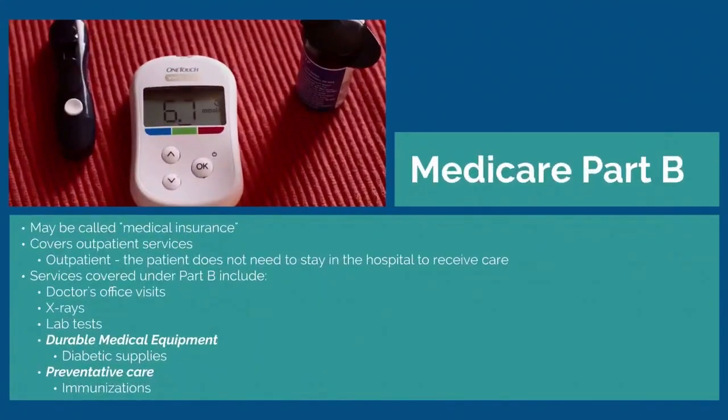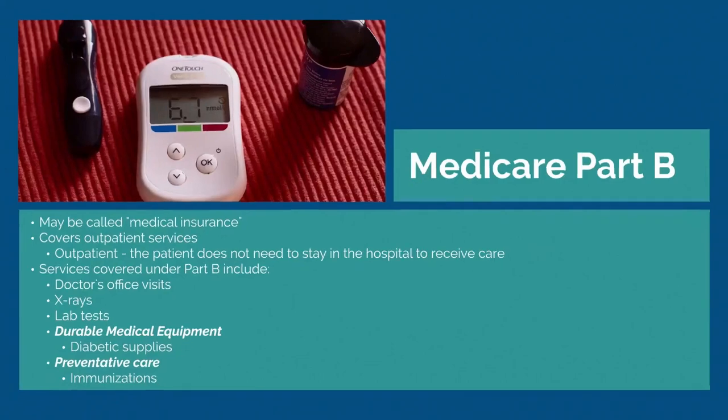Next, we have Medicare Part B, which may be called medical insurance. This covers your outpatient services, with outpatient meaning that the patient does not need to stay in the hospital for care. The services that are covered under Part B typically include doctor's office visits, x-rays, lab tests, and, as it relates to you as a pharmacy technician, durable medical equipment like diabetic supplies and preventative care like immunizations.